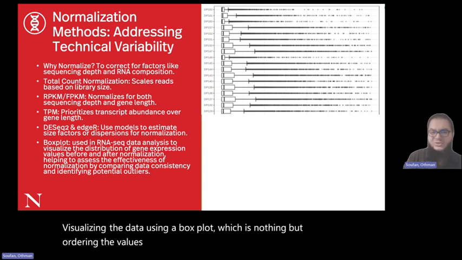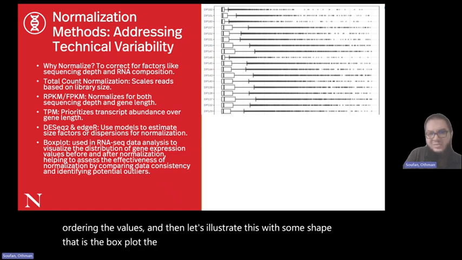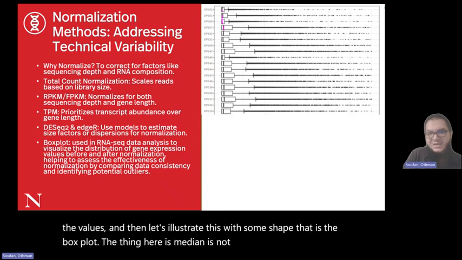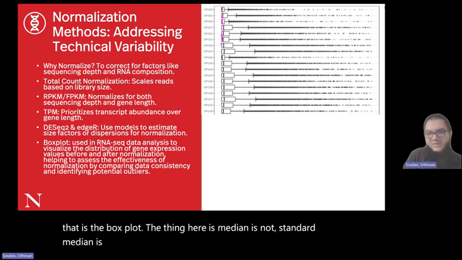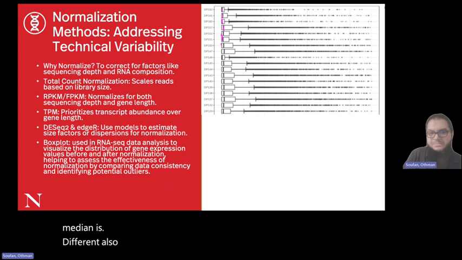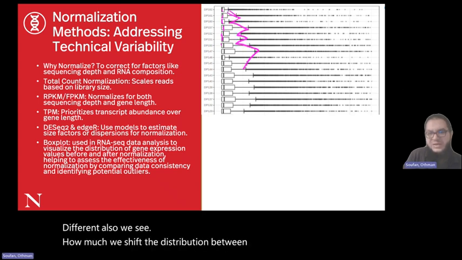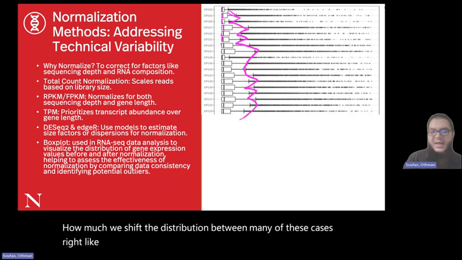And then let's illustrate this with some shape. That is the box plot. The thing here is the median is not standard. The median is different. Also, we see how much we shift the distribution between many of these cases. Look at the tails here.